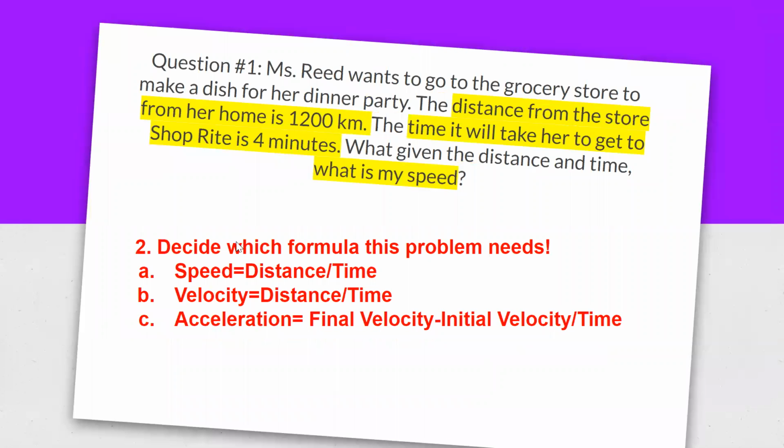Great. So decide which formula we need. Obviously, it's speed. And how do we make that decision? We made that decision because literally the last 4 words say what would be my speed. So you know we're looking for speed, so we need to use that speed formula.